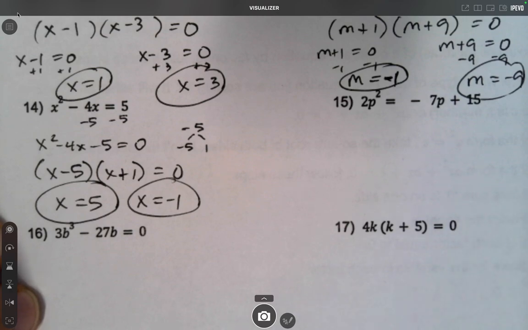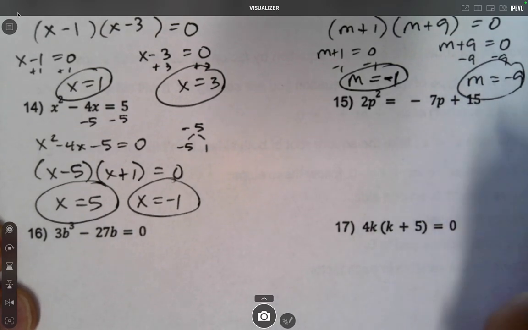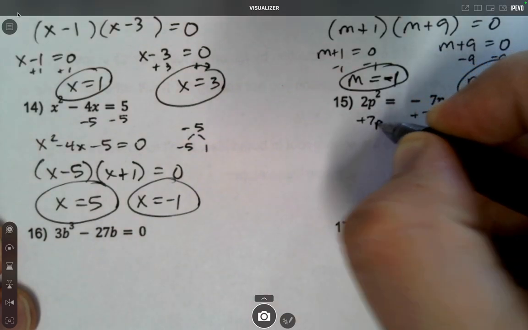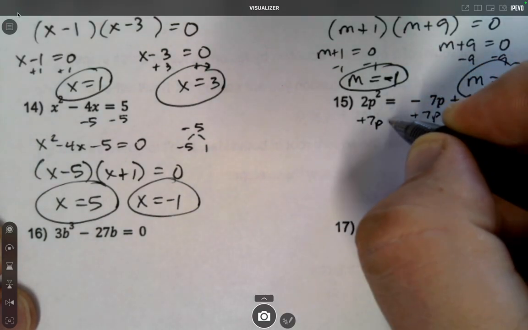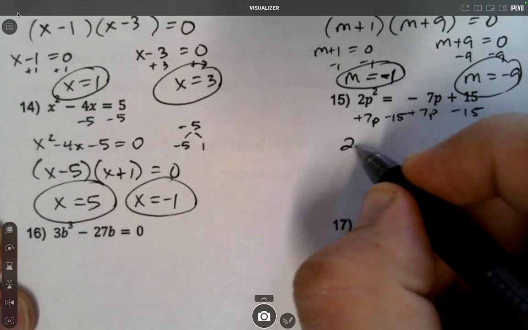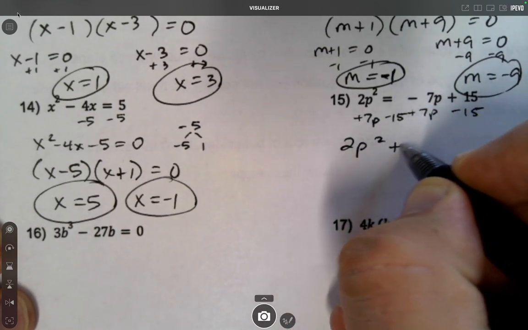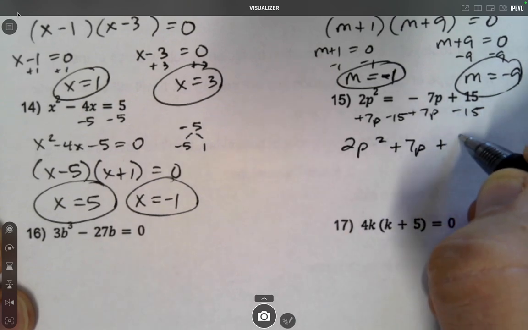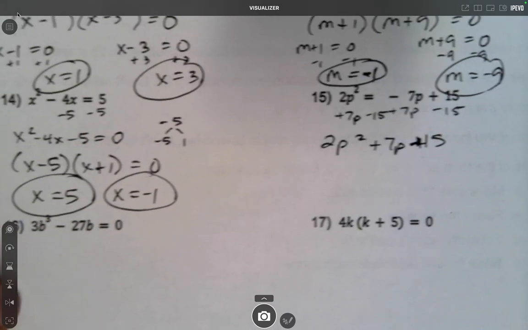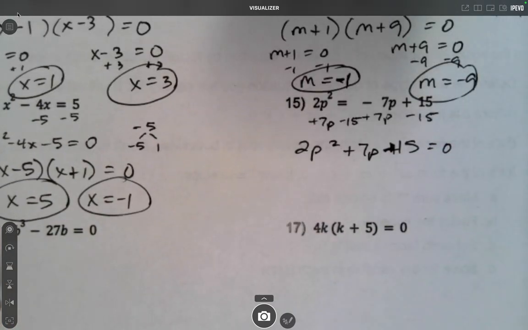Okay, 15. Same thing as 14. We need to get this equal to 0 first. So I'm going to add 7p to both sides. I'm also going to subtract 15 from both sides. So I'm going to move both of those pieces over to this side. Get 2p squared plus 7p plus 15. And all that's equal to 0.